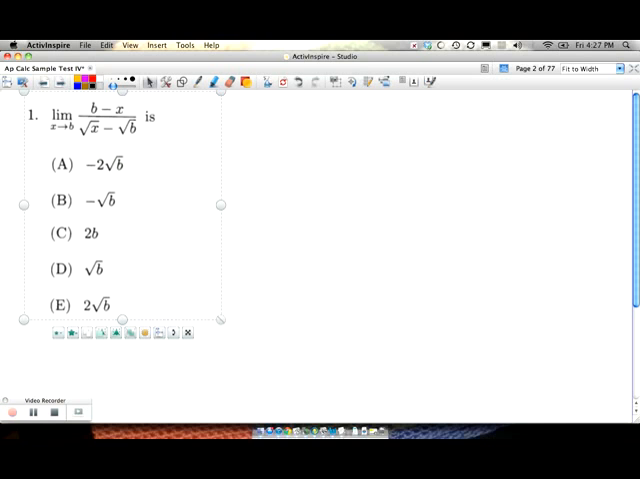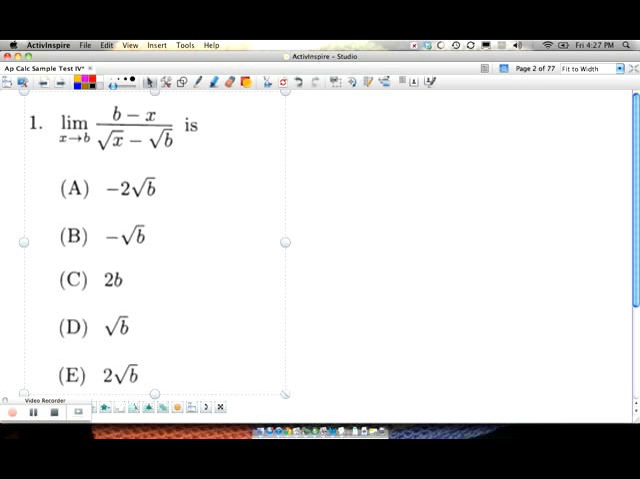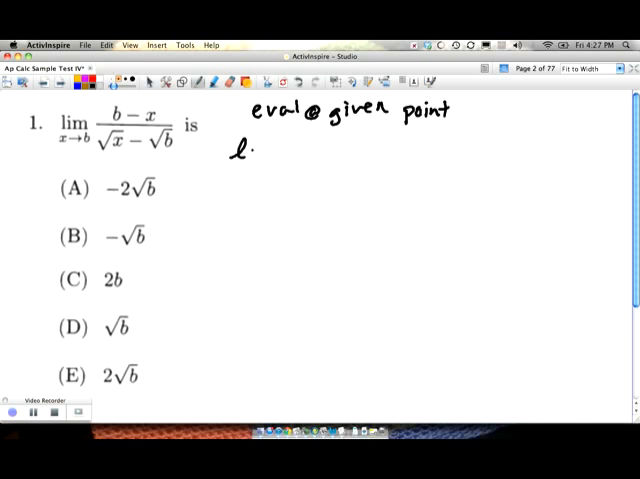They love to start off with an easy problem. It is an easy problem. Don't overthink it too much. But let's go ahead and see what we got. First, anytime you have a limit, you always got to evaluate at the given point. So what we want to do is go ahead and plug in what we have and see what happens.